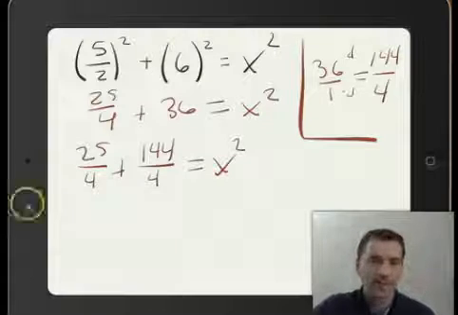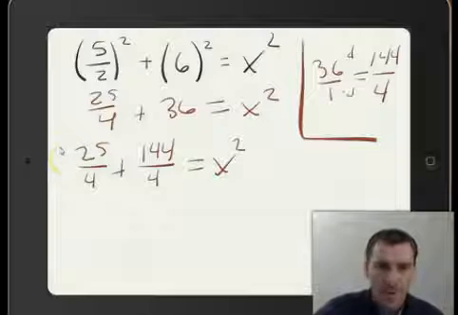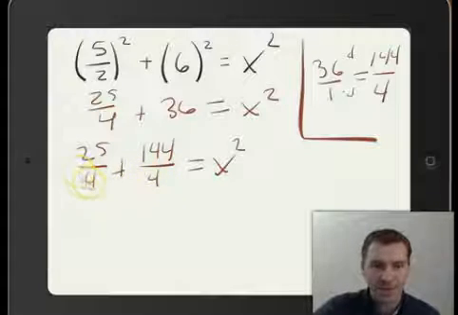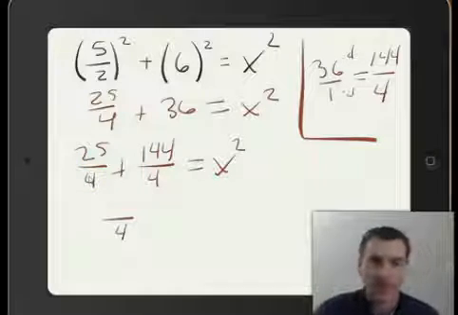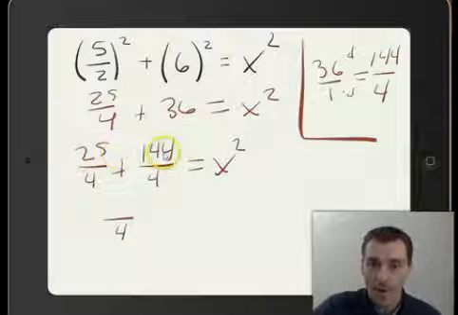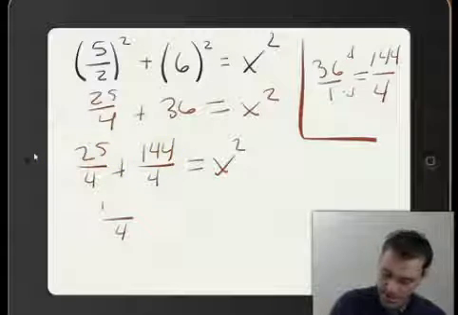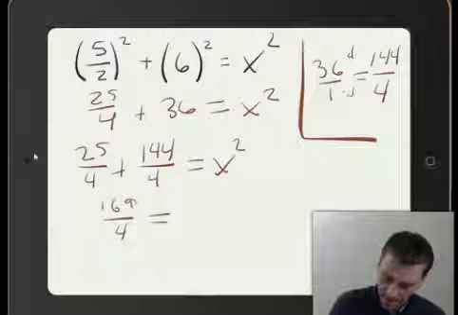Okay, so now when I add these fractions, hey, we're getting there. It's the change up, but it's coming. Here we go. Since I have common denominators, I keep the denominator exactly the same, remember from elementary school, but I add the numerators. So that gives me 169/4 equals x squared.